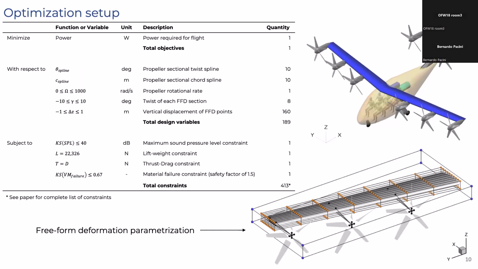We embed our wing in a free-form deformation grid. What this grid is used for is we can twist each one of those four sections to adjust the shape of the wing along the span, and then we can also pull up in the Z direction in each one of those points to locally shape the airfoil sections.